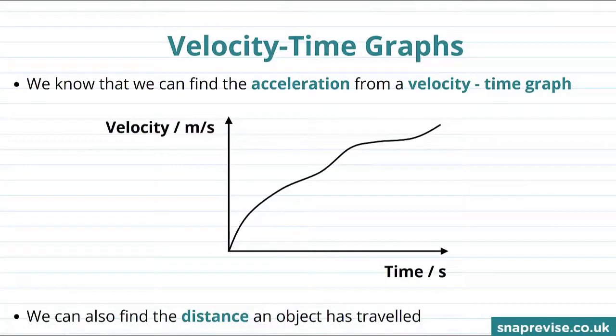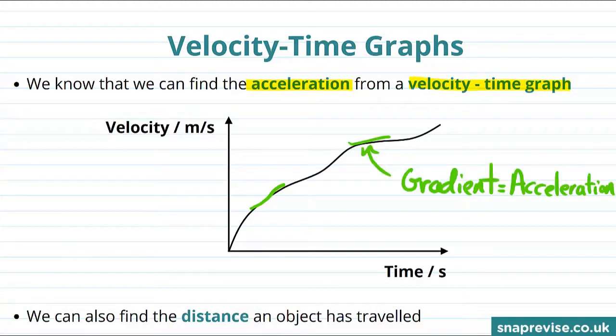Now we already learnt that if we drew a graph of an object's velocity against its time, then there was some other interesting information that we could actually find out about the object. In particular, we learnt that we could find the acceleration from a velocity time graph. And the way we were able to do that was the following. At each point, we find the gradient of the graph. And at each point, this gradient is the same as the acceleration.